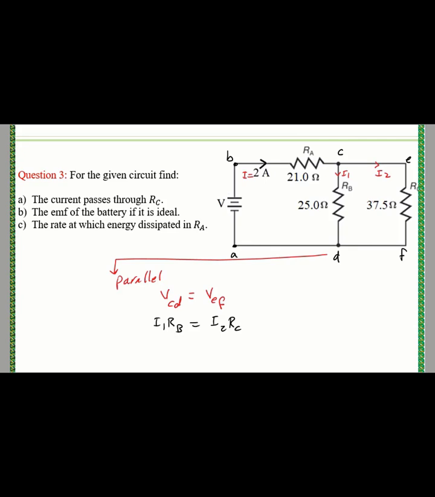It is a very interesting question. I don't know I1, but I know RB. RB is 25, so here I have 25 I1. I don't know I2, but I know RC. RC is 37.5 times I2. If you divide by 25, I1 equals 37.5 divided by 25, which is 1.5, so 1.5 I2. Interesting.